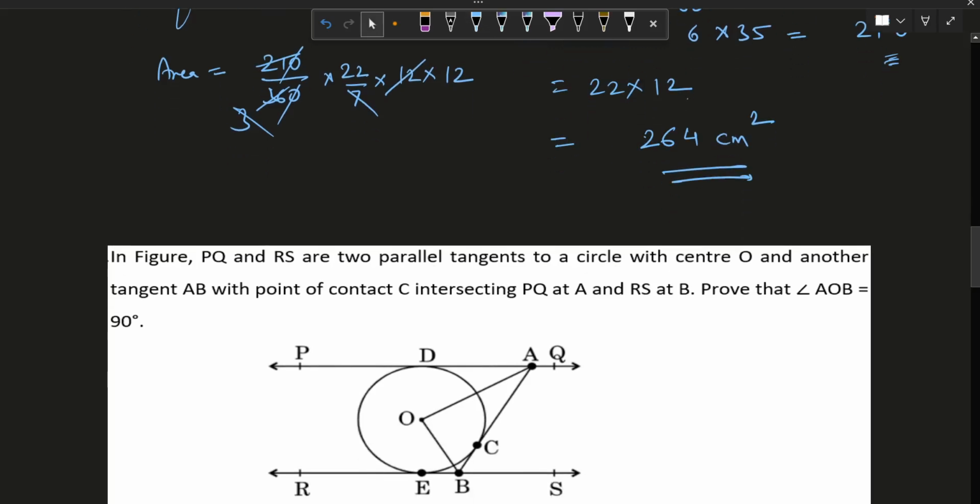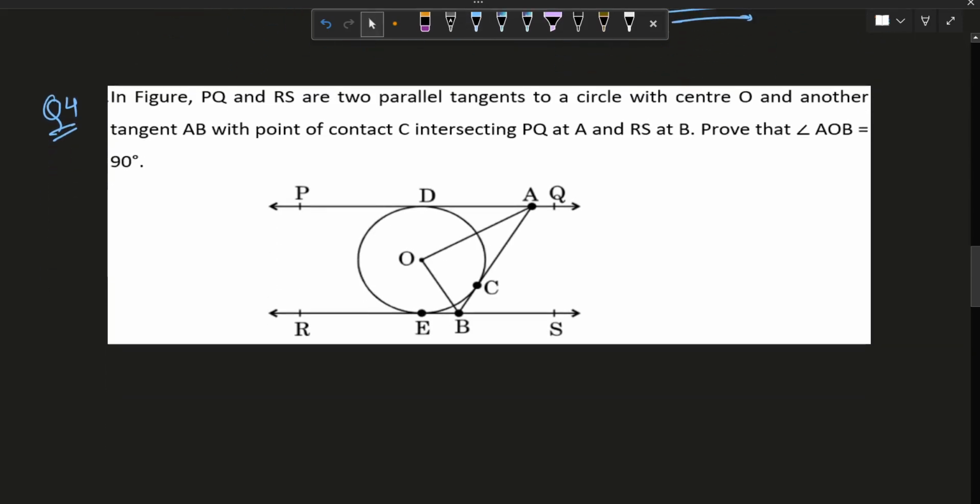Okay, let's now move to the next question. Question number 4. Circle questions, very important chapter. Practice all questions from NCERT. I have covered, I think, in my videos almost all questions over there, which are a little lengthier ones. Please go through them before your exam.